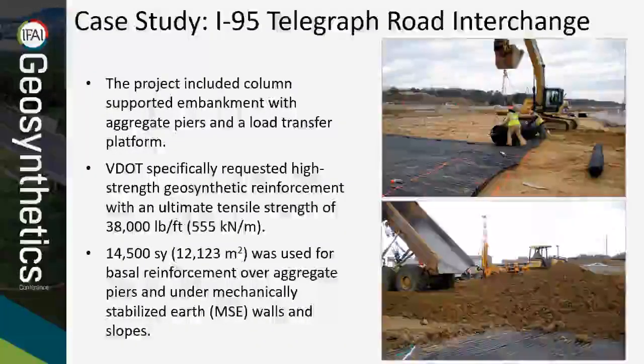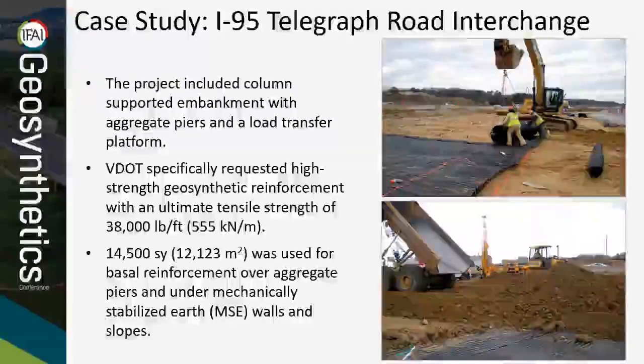This massive interchange project included column-supported embankment with aggregate piers and a load transfer platform with geosynthetic reinforcement. Virginia DOT specifically requested high-strength geosynthetic reinforcement, and an ultimate tensile strength of 38,000 pounds per foot was calculated using the catenary method.